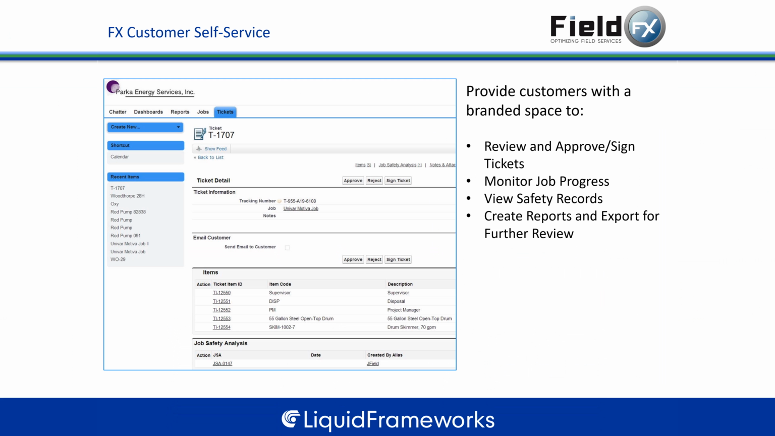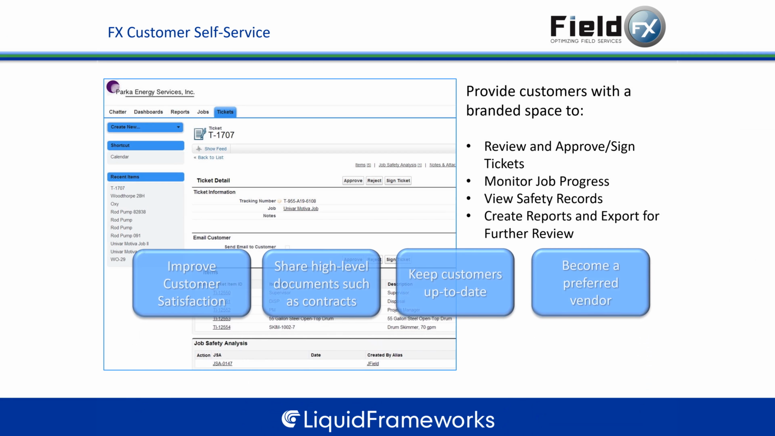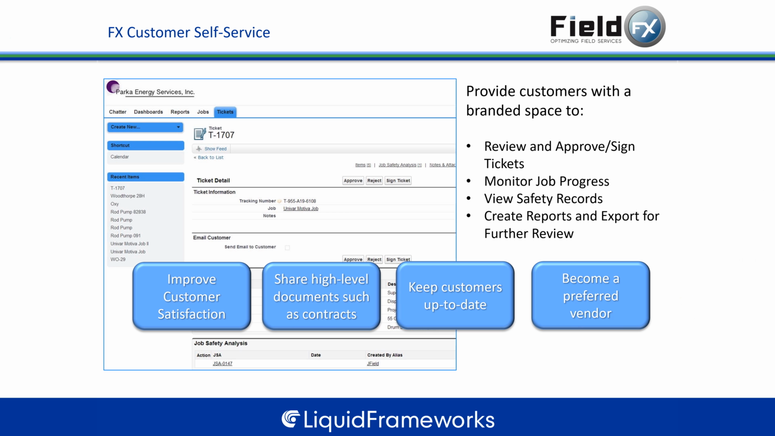Unmanned well sites is another very common one. You may have, especially in the water hauling business, the customer's not always on site to sign for a field ticket. And so they can log into the customer self-service portal, view the field ticket, dispute any charges if necessary, and sign off on that field ticket.